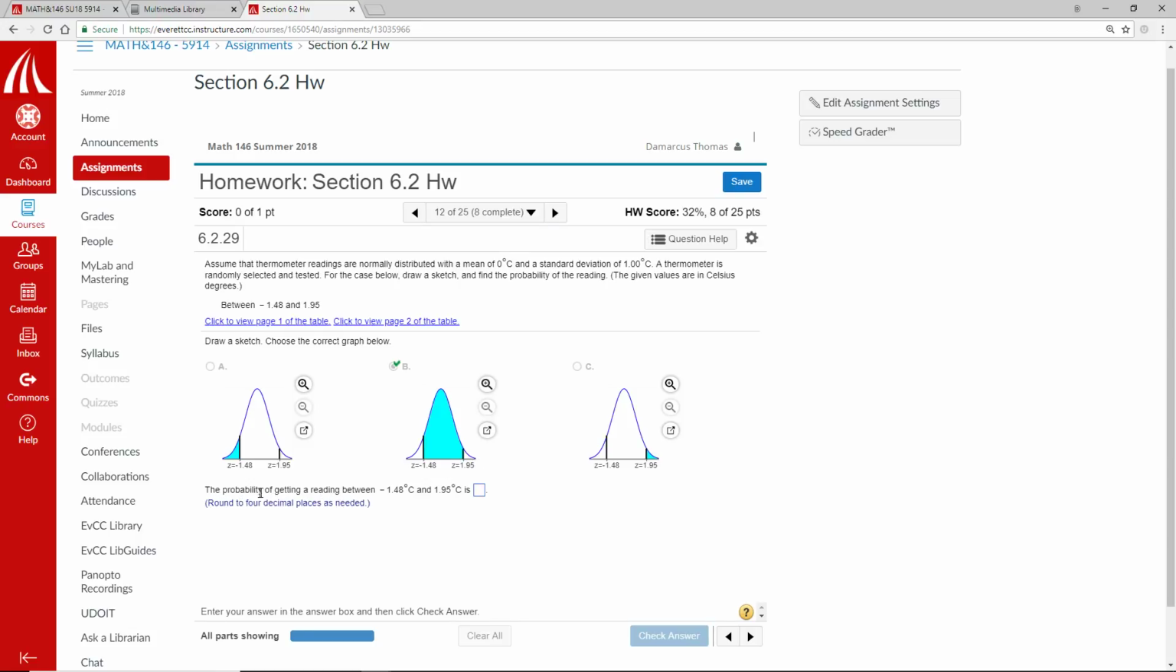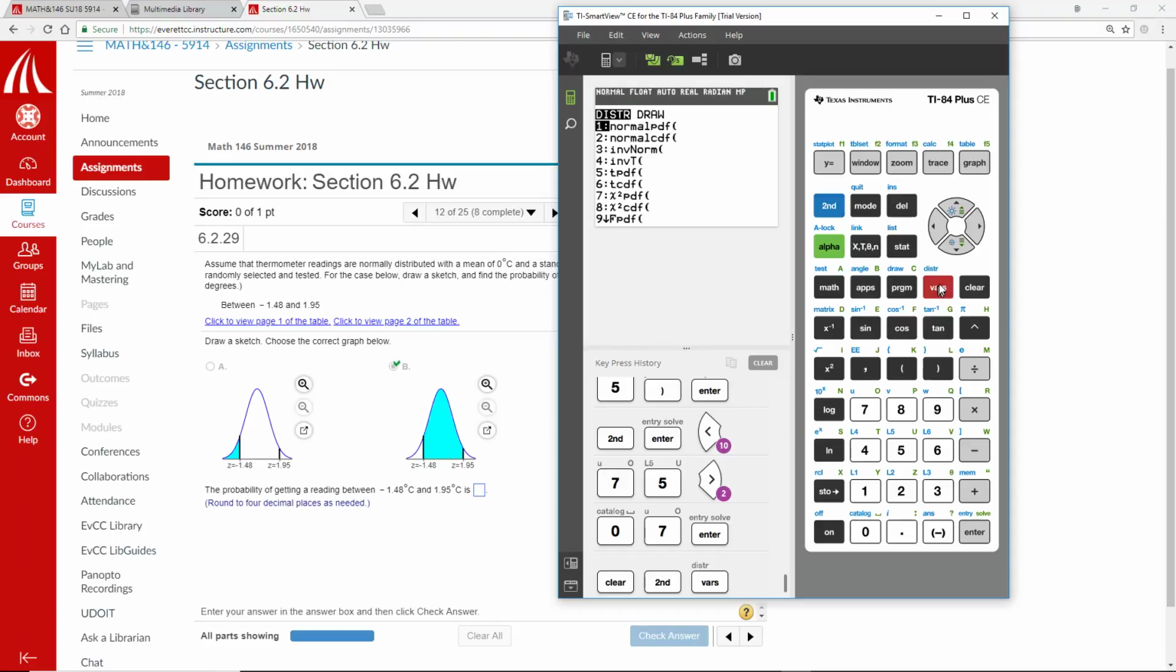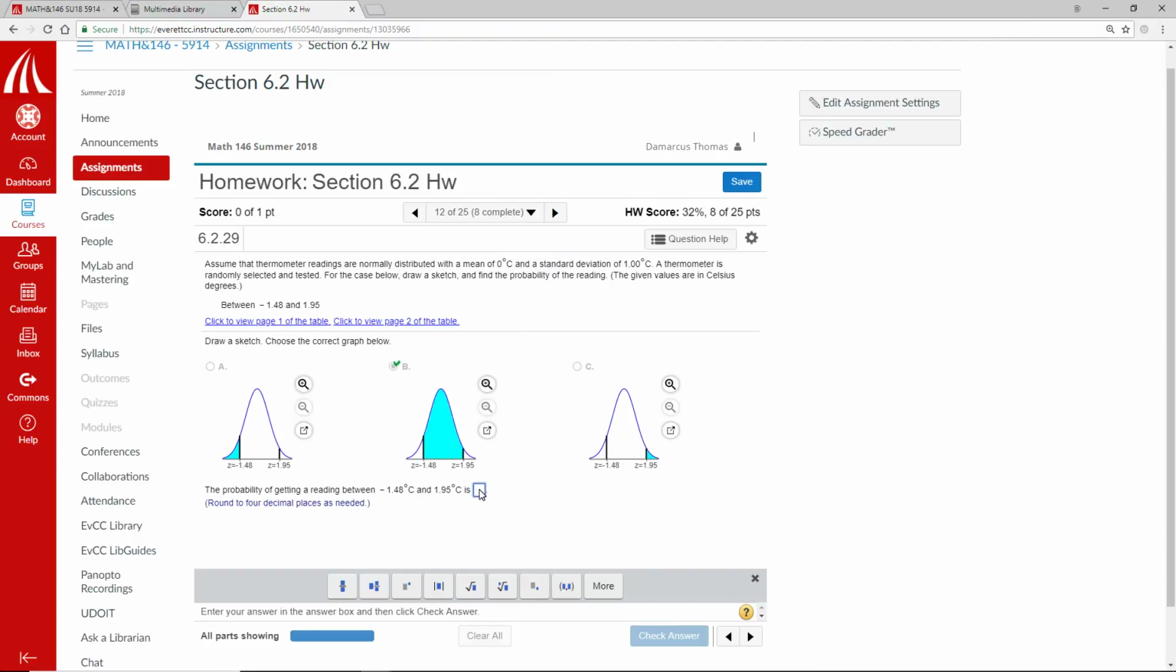And then how would we find the probability of this? Because it's standardized, the default of the mean is 0 and the deviation is 1, and we have the lower bound and upper bound, we can use normal CDF. We can go second, distribute, number 2, and put in the lower bound, negative 1.48, and the upper bound is 1.95. And just hit enter. I didn't even have to put in the 0, 1. They want me to round this off to 4 places. It's 0.9049.